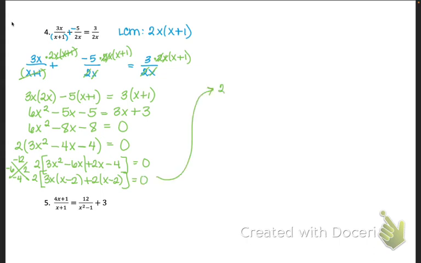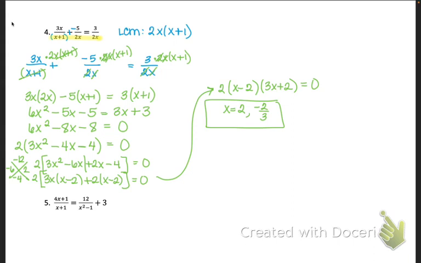So now we can see our factors are going to be 2 times x minus 2 times 3x plus 2 equals 0. Setting each of those factors equal to 0, we get x equals 2, and we get x equals negative 2/3. Now, before I box those in, I need to come up here and check my denominators. My excluded values are negative 1, I don't have that, and 0, which I also don't have, so that means both of these solutions are good.